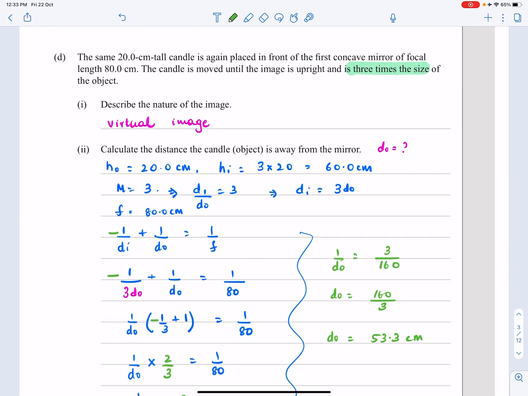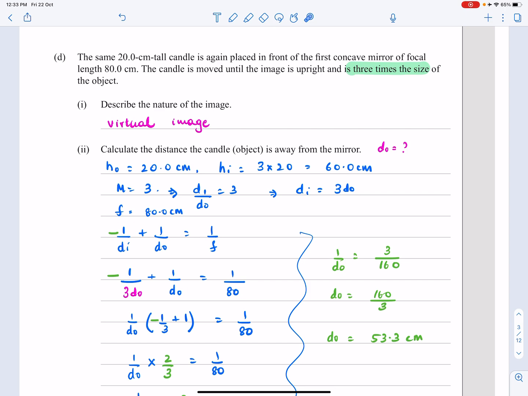This is about a 20 centimeter tall candle that's placed in front of a concave mirror of focal length 80 centimeters, and then the candle is moved until the image is upright and 3 times the size of the object. An upright image which is bigger is always a virtual image. So the answer is virtual.